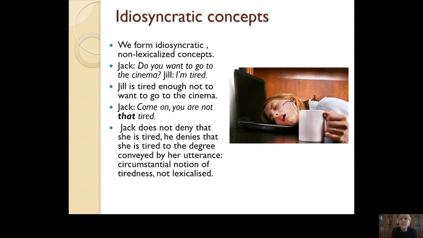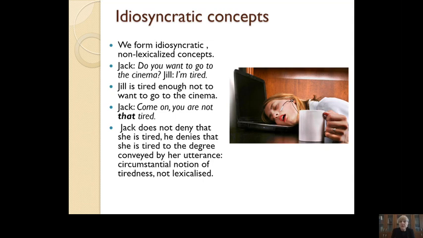Now, just to give you one more example of why I believe that every single word is a pro-concept, let's say a few words about idiosyncratic concepts. Idiosyncratic means specific, occasional, circumstantial, restricted to a particular context, one context. Could you please notice that we very frequently form idiosyncratic concepts? These concepts are non-lexicalized.